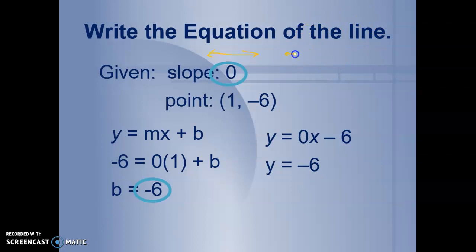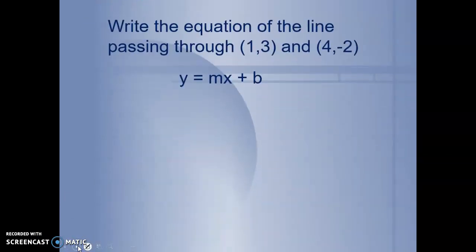So this is a horizontal line that crosses the y-axis at -6. So for all values of x, y equals -6.